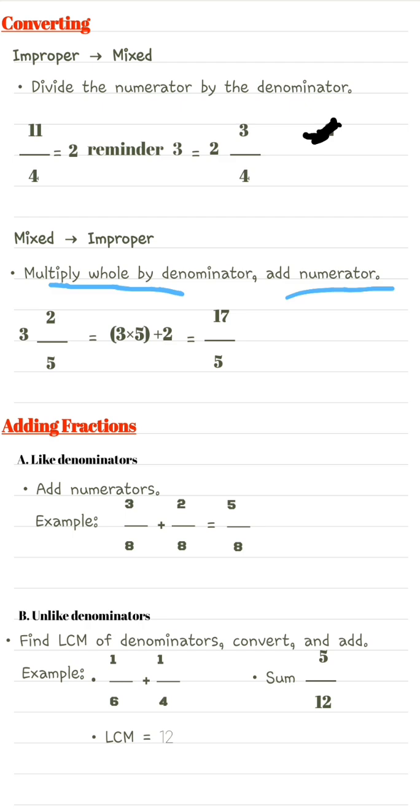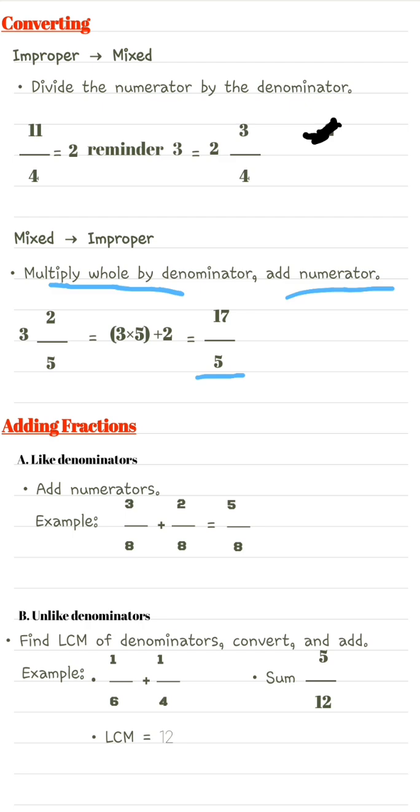Example, convert 3 and 2/5 to an improper fraction. Multiply the whole number 3 by the denominator 5. 3 times 5 equals 15. Add the numerator 2 to this result. 15 plus 2 equals 17. This is the new numerator. The denominator stays 5. Result, 3 and 2/5 equals 17/5.